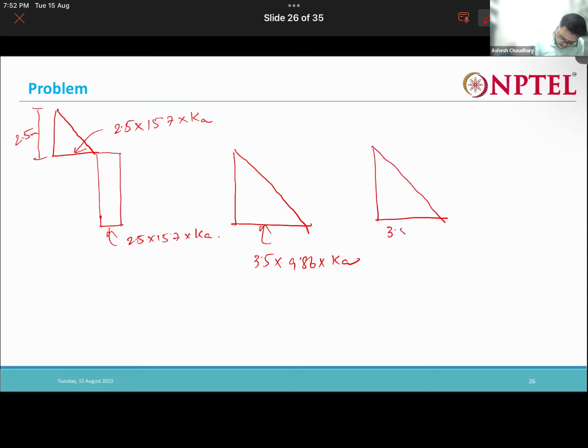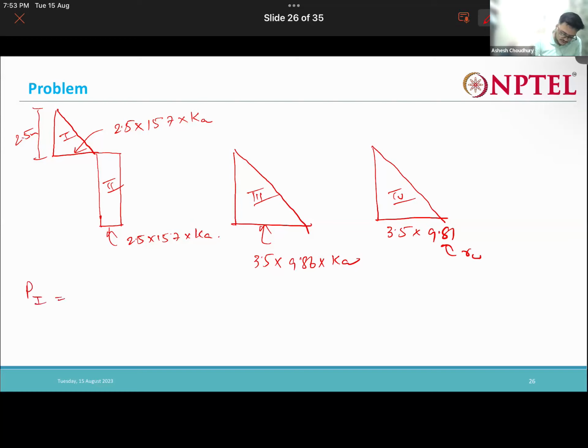So 3.5 into 9.81, gamma W. So we have four areas. Now if we calculate all these areas, we will get the total active thrust. So let us calculate that.